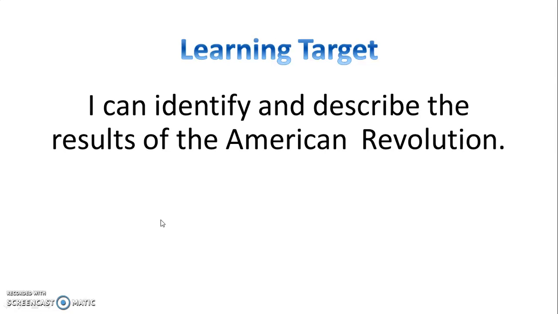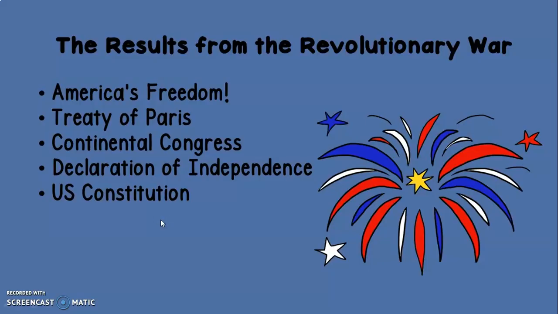Our learning target today is I can identify and describe the results of the American Revolution. Some of the results of the Revolutionary War were, first of all, America's freedom from the rule of Great Britain, something called the Treaty of Paris that we're going to talk about, the Continental Congress, which should sound familiar because we've heard it mentioned, especially yesterday with some of our important leaders from the Revolution, the Declaration of Independence, and the U.S. Constitution.